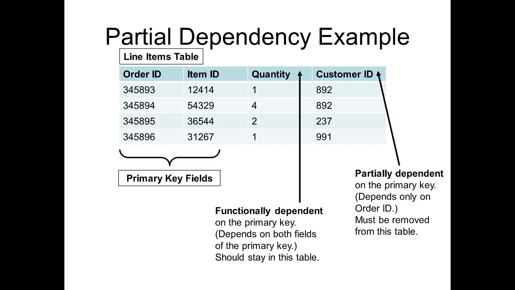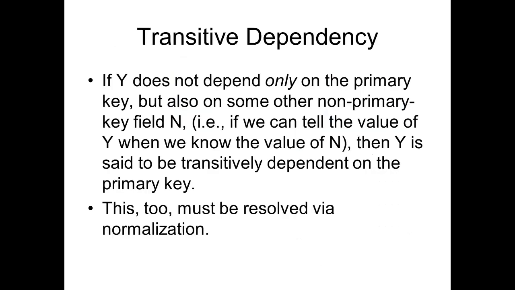A transitive dependency is present if a non-primary key column y does not depend only on the primary key, but also on some other non-primary key column. That means if we can tell the value of a non-primary key column y when we know the value of another non-primary key column in the same table, then y is said to be transitively dependent on the primary key.